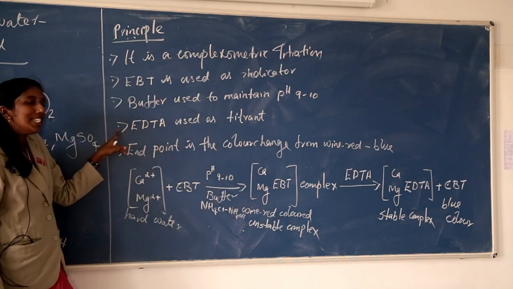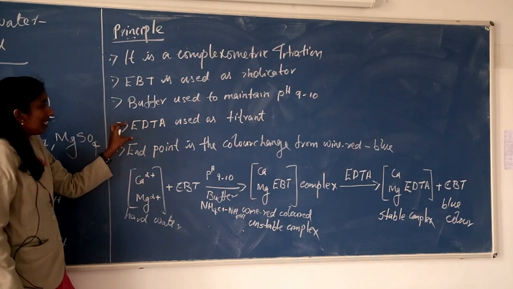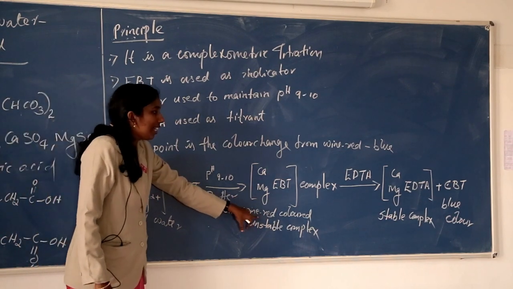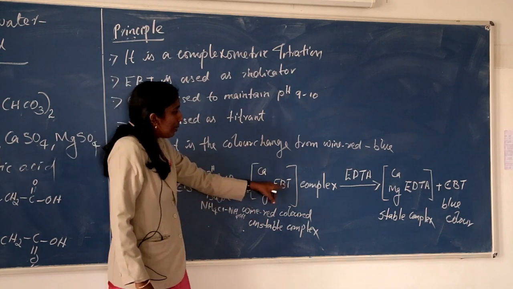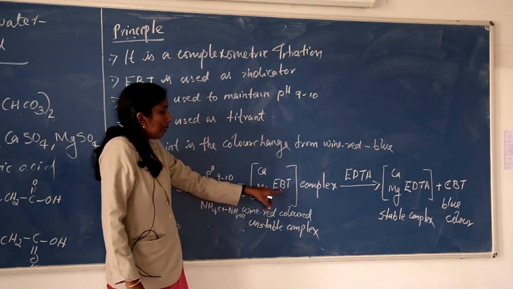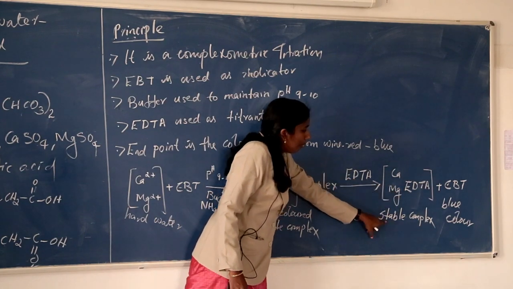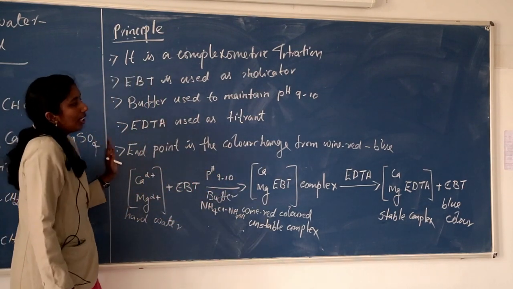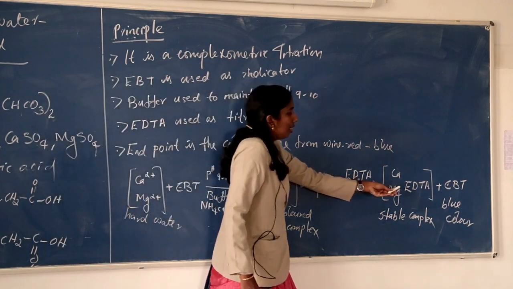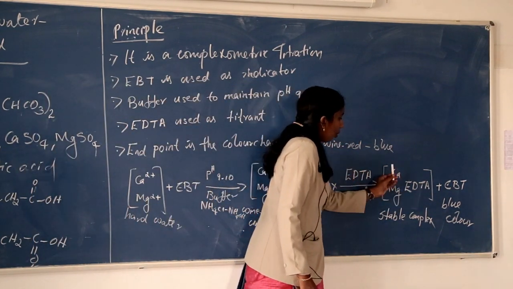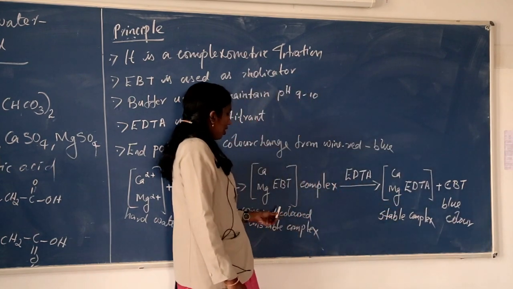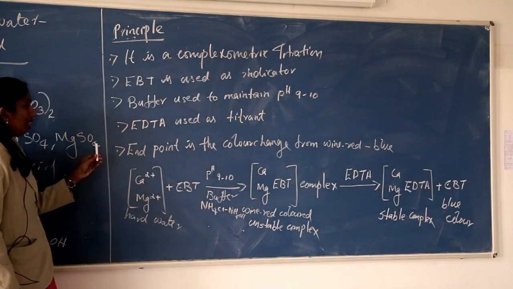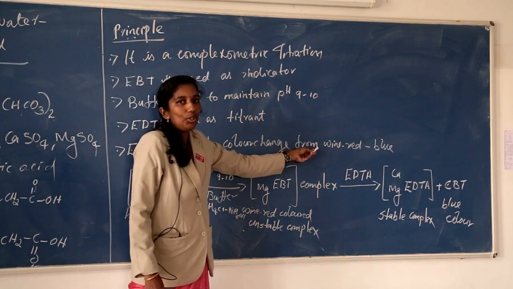Then the next point, here EDTA is used as a titrant. That is, EDTA is taken in the burette and we titrate this EDTA against this wine red colored solution. What happens? The EBT in the unstable complex is replaced by EDTA to form a stable complex by liberating free indicator EBT. We know the color of the indicator is blue. So at this point, with the formation of the metal EDTA complex, the color changes from wine red to blue. That is the end point of titration. Okay, end point is the color change from wine red to blue.